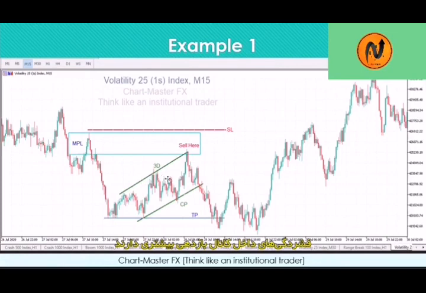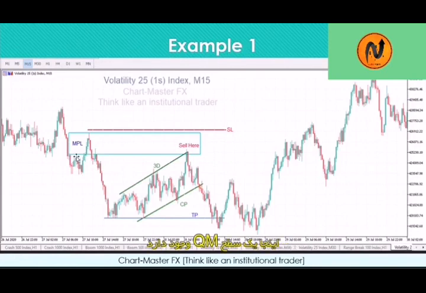These types of compression, they are very effective. They are very, very effective, guys. So this is a compression in conjunction with the 3 drive. So you can see that this setup is suiting the 3 drive and is suiting also the compression. So the price came to the MPL area and it dropped. So you can see, guys, some confluences in these things.